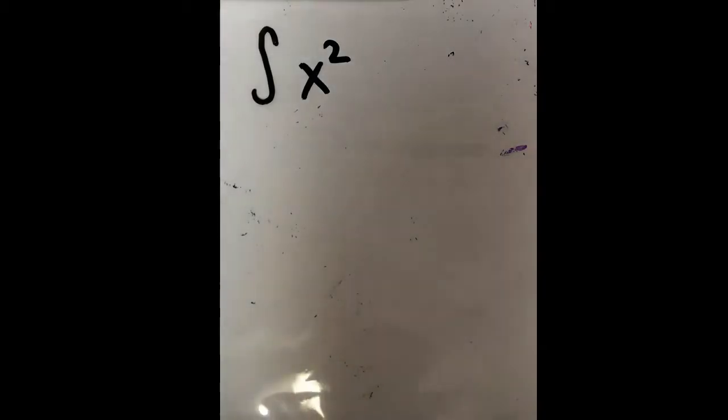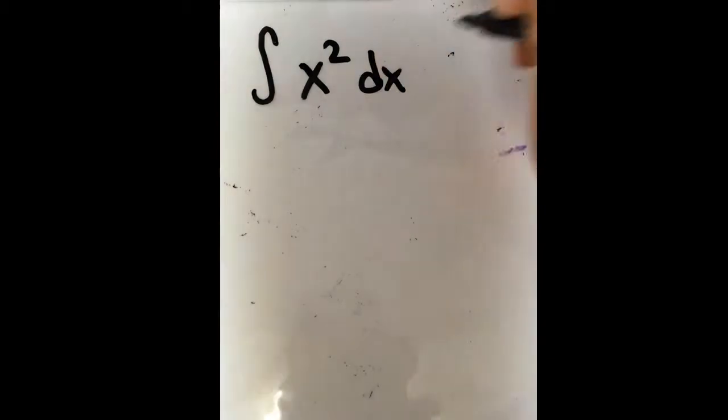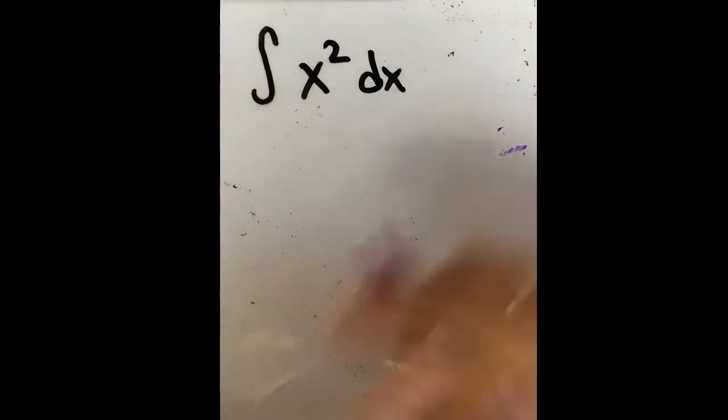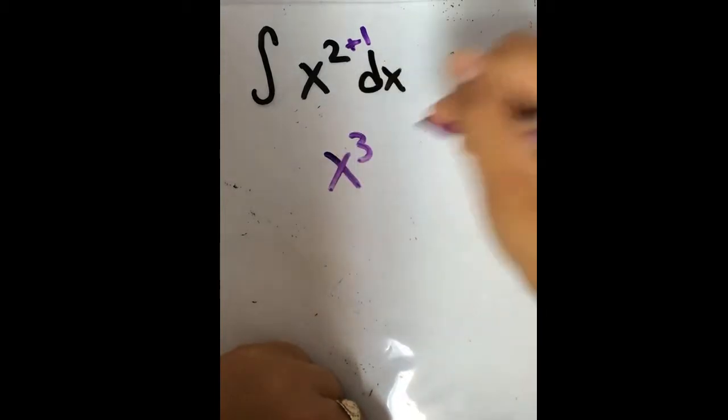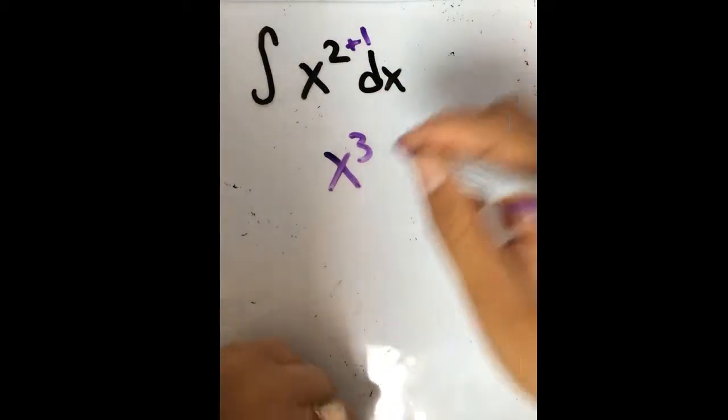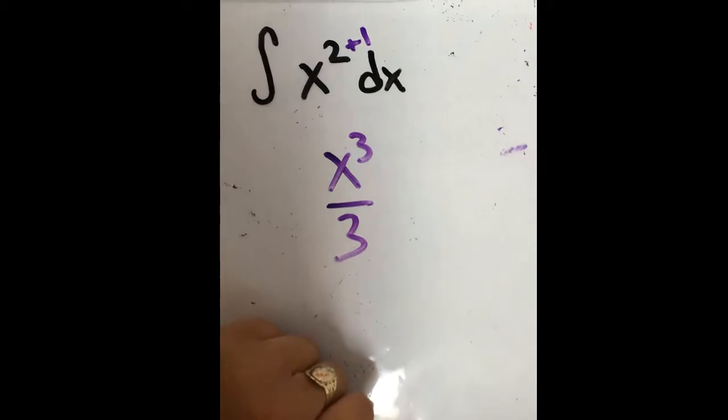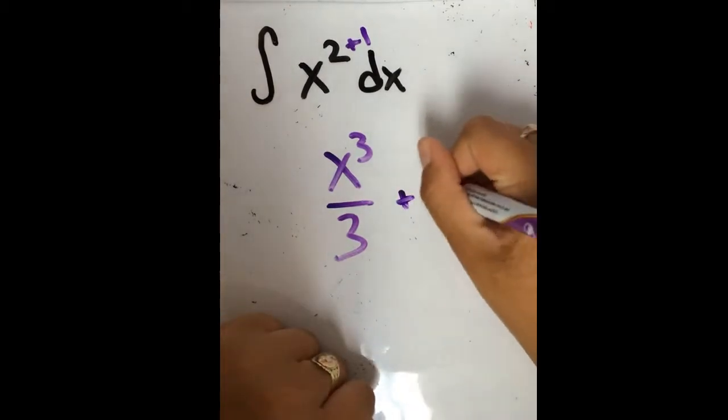Today I will be trying to show you how to integrate a function. We'll start with this one here. The first thing you want to do is add 1 to your exponent, which gives you x cubed. And then you divide by your new exponent, which was a 3. So divide by 3. And then you have your plus c.